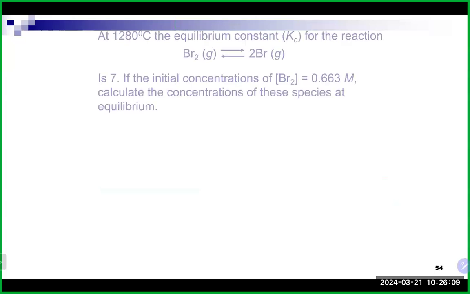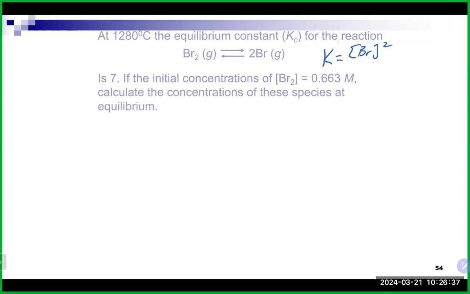All right, so let's take a look at one here together and see how I remember to do it. Let's take a look at this one at 1280 degrees Celsius. That seems very hot. We have an equilibrium constant value for this reaction of 7. If the initial concentration of Br2 is 0.663, calculate the concentrations of these species at equilibrium. All right, so the first thing I'm going to do is write my equilibrium expression here. So my K is going to be my Br.